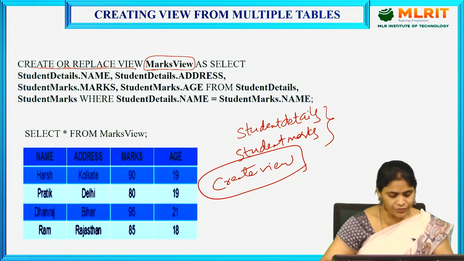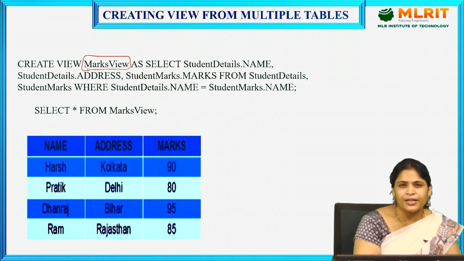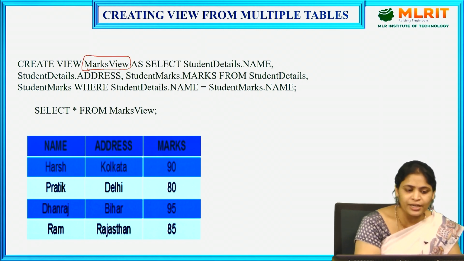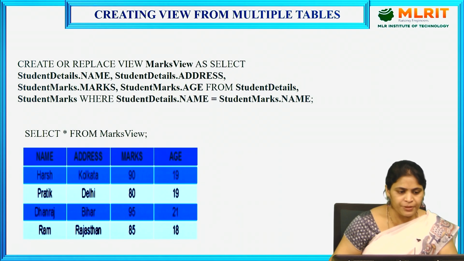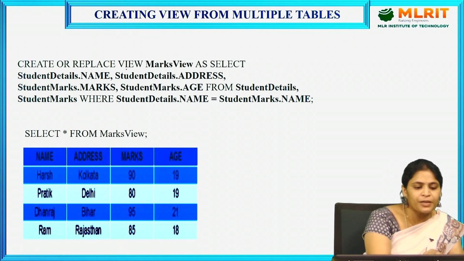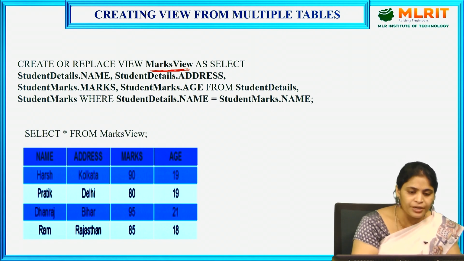Here I represent marks view, which has already been created. That one we update or replace. That is what I represent in this one: create or replace view marks view. If this view is already created, then we have to replace it, or else update it.